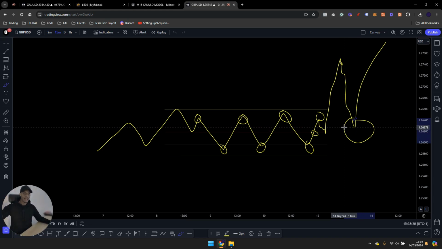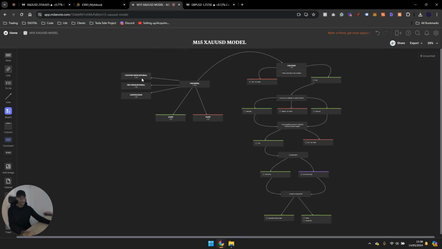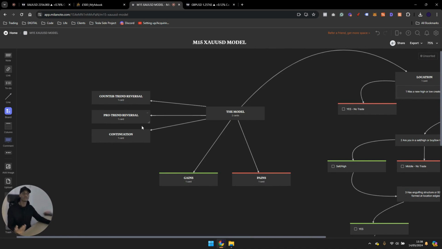You need a plan for every single market condition. When I was looking at my trading logs, it was hard to put everything in because I was trading different market conditions and trying to put all of this in one trading log. So now I have three that represent this picture over here. I have a trading log for counter trend reversals, a trading log for pro trend reversals, a trading log for continuations, and a trading log for locations.